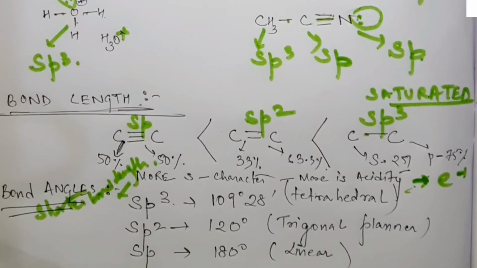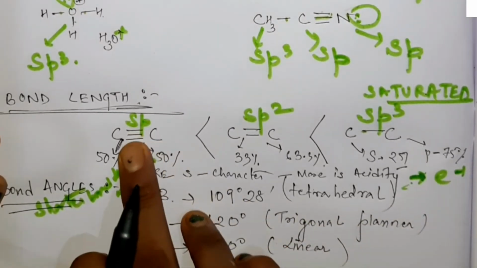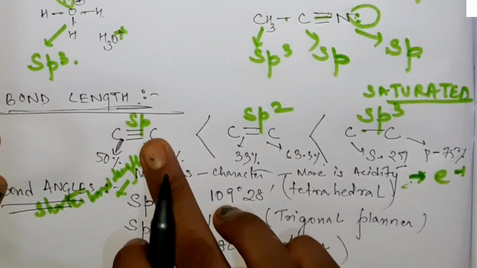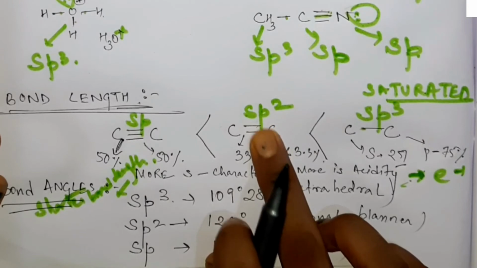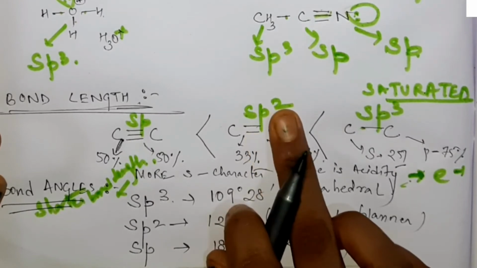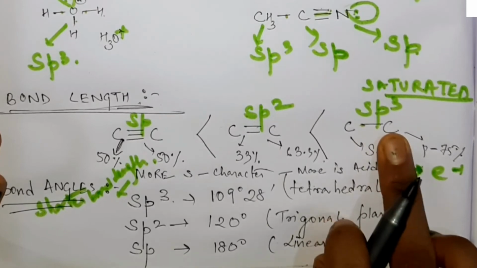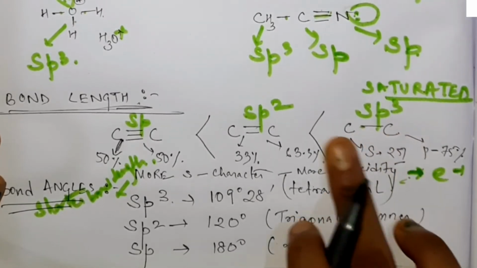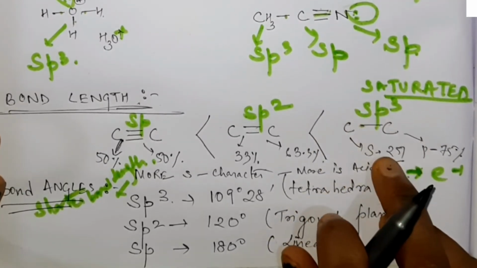Now we will talk about bond length. Now see, in this case, when there is a triple bond between carbon atoms, we say it is sp hybridized. When it is a double bond, then we say sp2 hybridized. When it is a single bond between carbon and carbon atom, that is one sigma, there will be some hydrogen in the pi side, so that time we say it is sp3 hybridized.